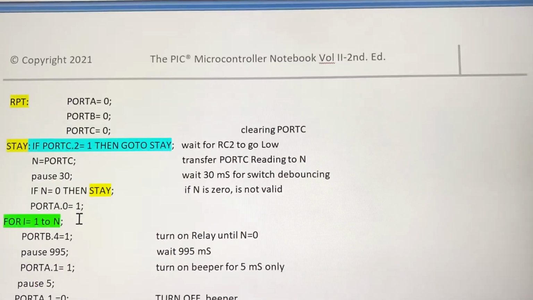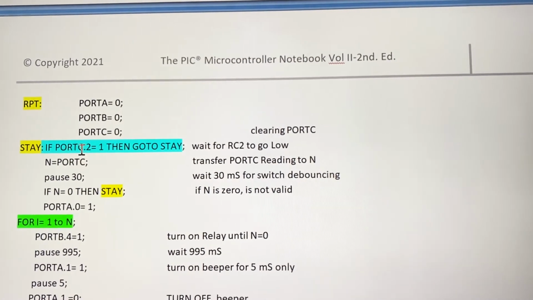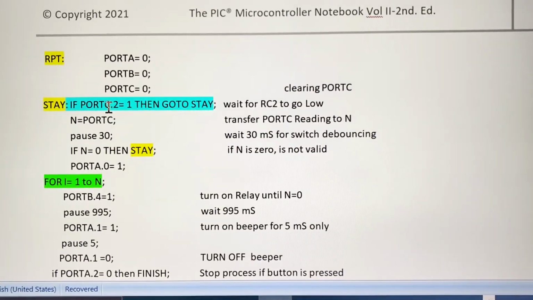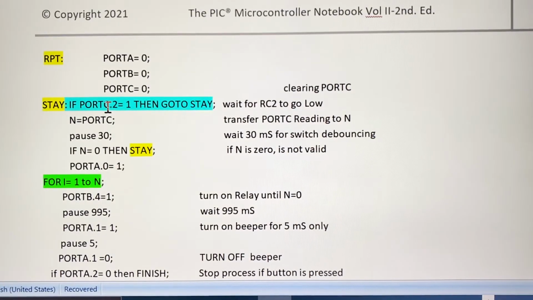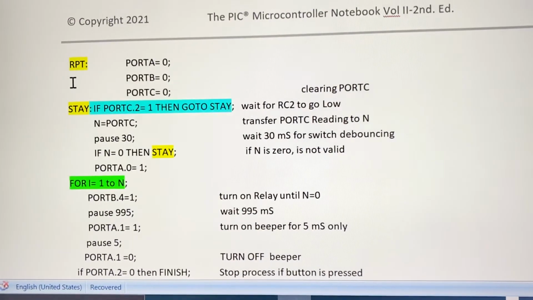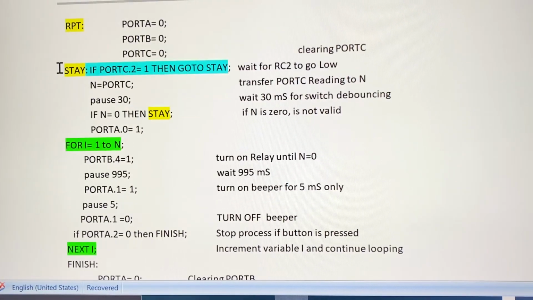So RPT is our starting label, our first label. We clear 3 ports with this instruction. Okay, so we make sure all ports are equal to 0.